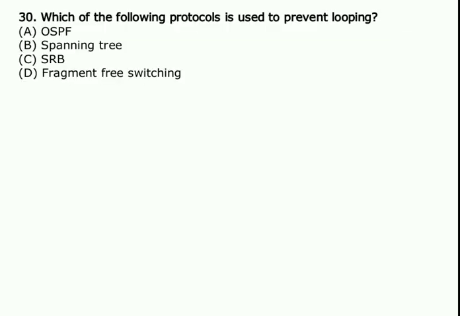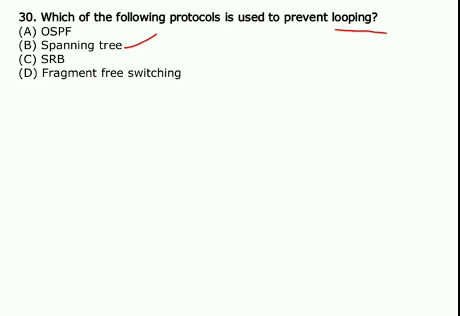So next, which of the following protocols is used to prevent looping? First of all, what is looping here? A routing loop is a common problem with various types of networks, particularly computer networks. They form when an error occurs in the operation of a routing algorithm, and as a result, in a group of nodes, the path to a particular destination forms a loop. That means they are repeatedly sending the same message to a particular destination. So here the correct option is the spanning tree.